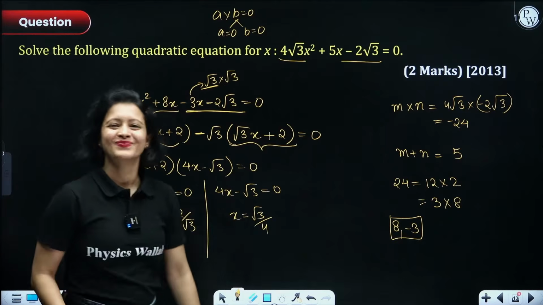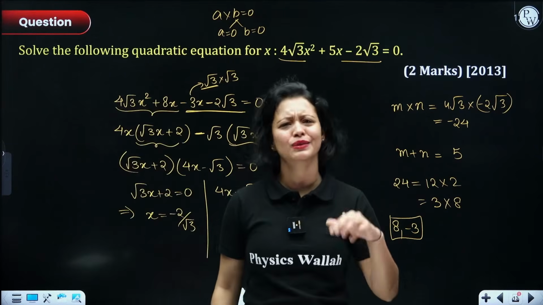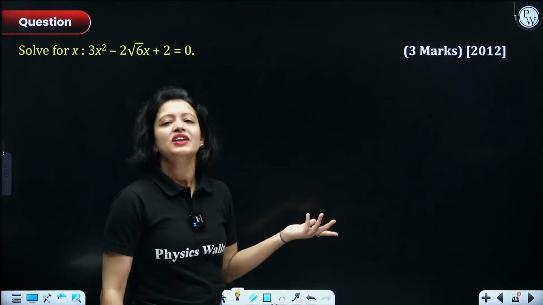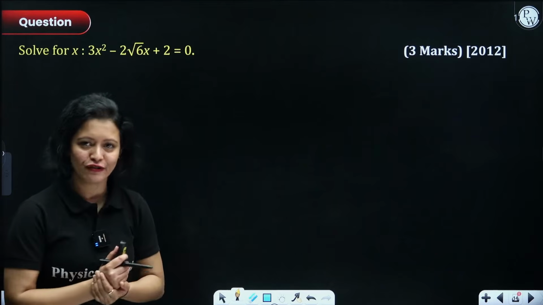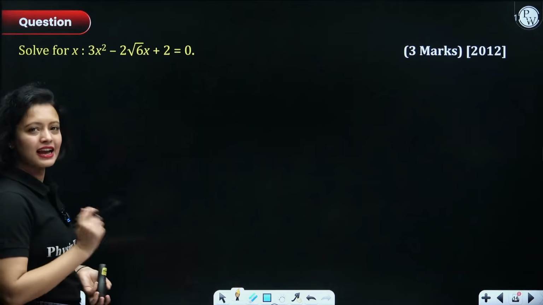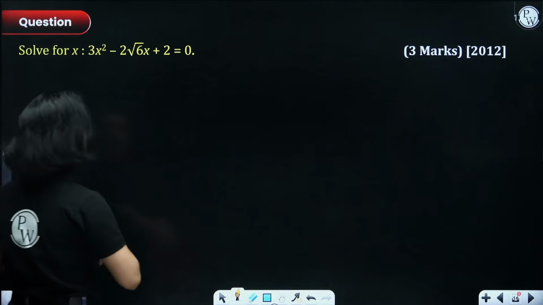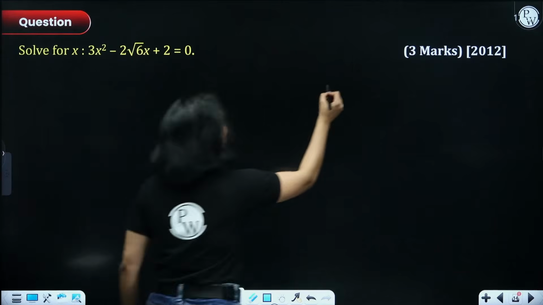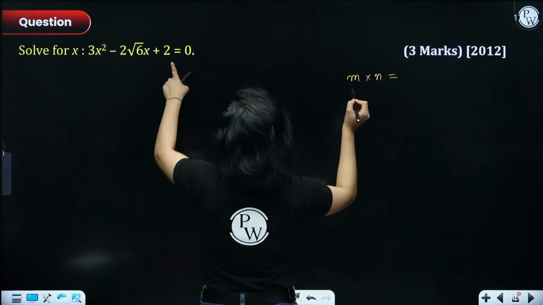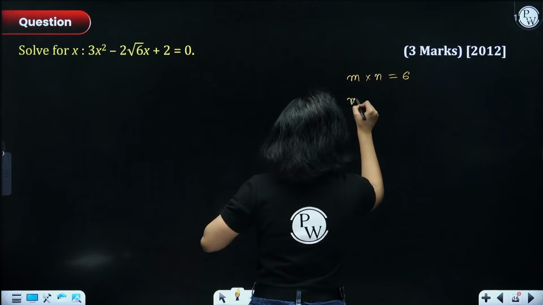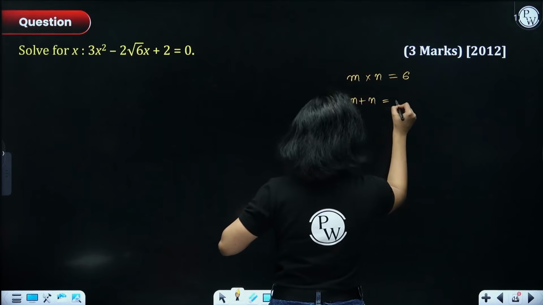Okay, so I think this looked hard, but it was very simple, right? Okay, chalo, let's do one more problem based on splitting the middle term, guys, and let's see how fast you have become in this. This again came in 2012 for 3 marks, everyone. Again, what we'll do, we'll figure out m and n such that m into n would be equals to 3 into 2, guys, 6. And m plus n has to be equals to negative of 2 root 6.